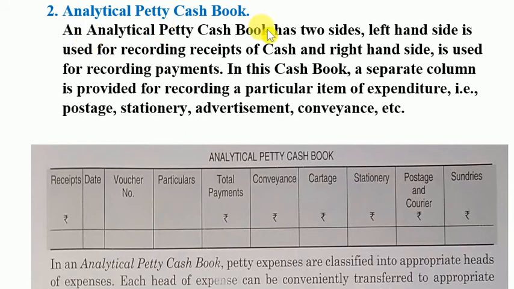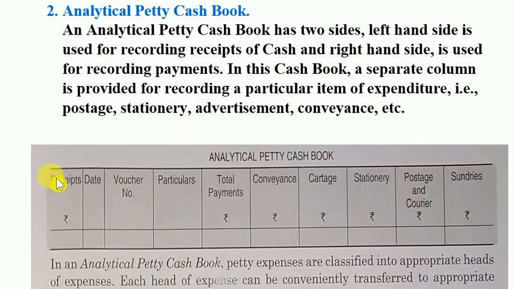An analytical petty cash book has two sides. The left hand side is used for recording receipts of cash and the right hand side is used for recording payments. In this cash book, a separate column is provided for recording a particular item of expenditure, that is postage, stationery, advertisement, conveyance, etc. You can see in the table that this analytical petty cash book has two sides, first the left hand side and second the right hand side.